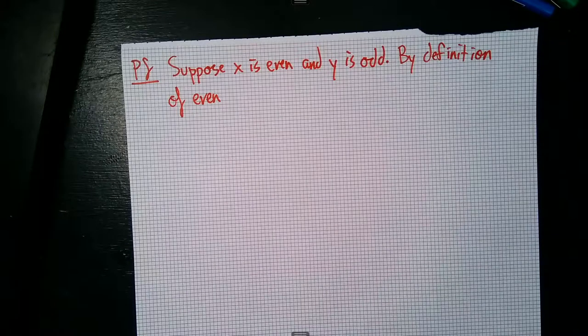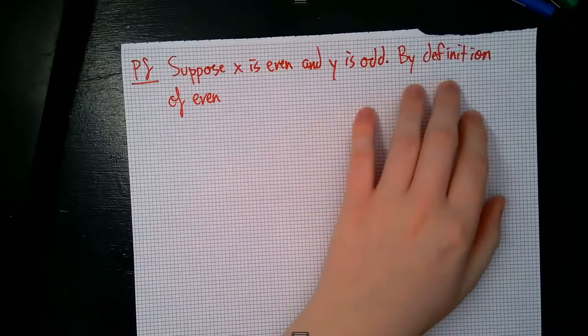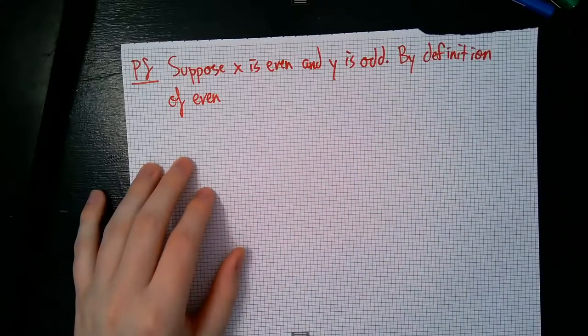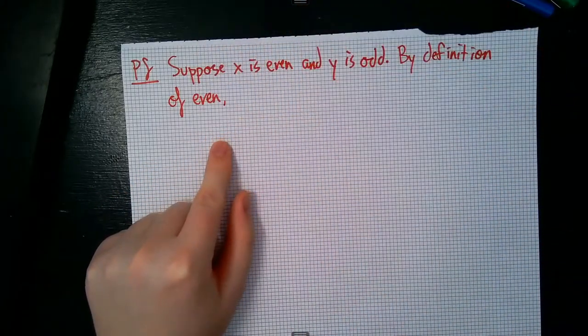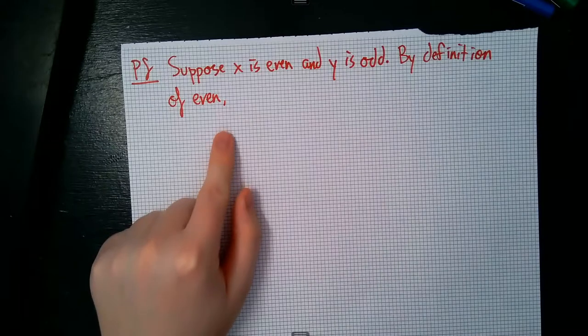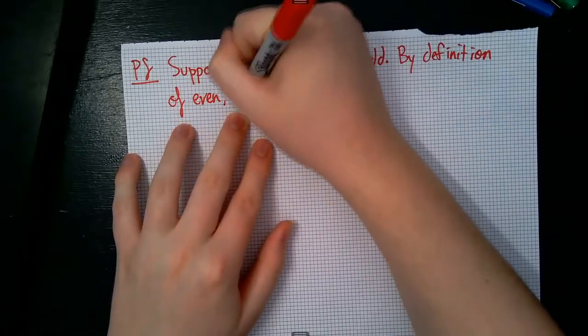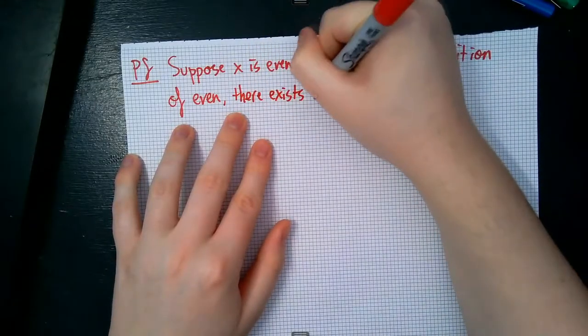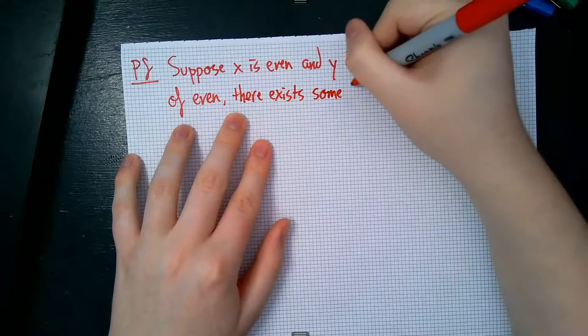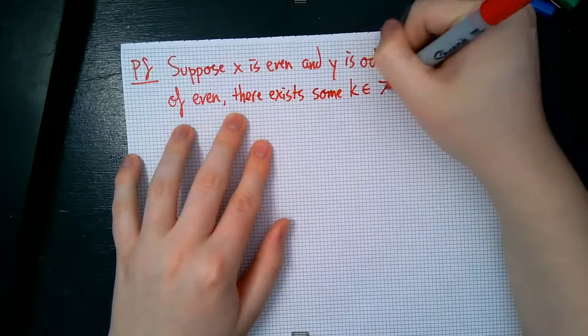So if I didn't say that, there would be a lot of people out there, I'm sure many of you watching this video might be confused. Oh, well, why am I able to say x equals 2k? So that's why I'm being as clear as possible. Anyway, so by definition of even, I'm not just going to say x equals 2k. I'm first going to specify that there exists some integer k, or some k in the set of integers.